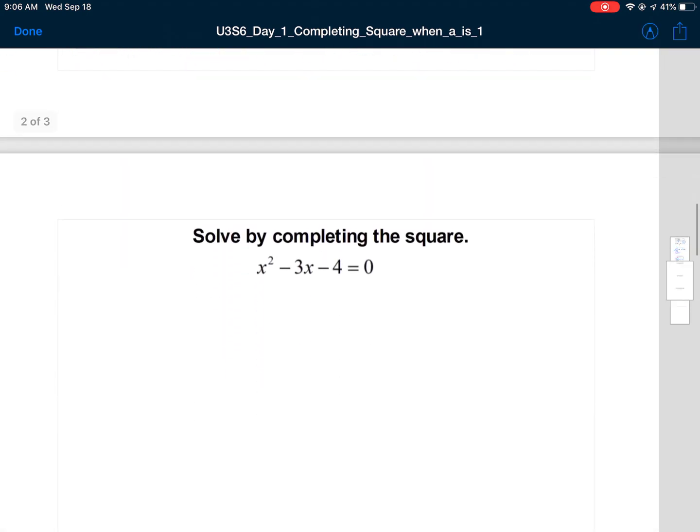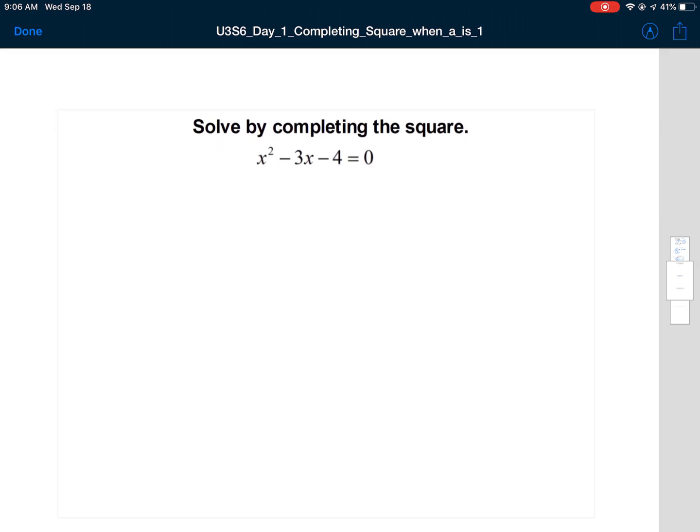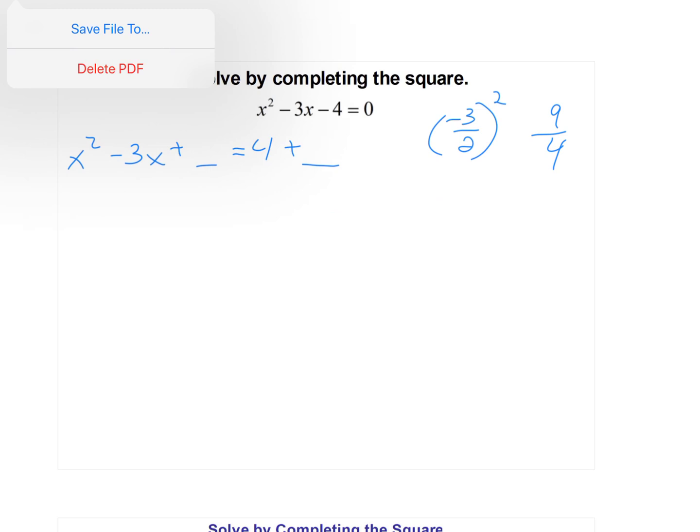Now, what happens? We finally have an odd number for b, and we don't want to look at that odd number so much, because what's going to happen is negative 3 halves squared isn't a whole number. Well, I'm going to leave it as fractions. I'm not going to put it as a decimal, so I'll square that. Negative 3 times negative 3 is 9. 2 times 2 is 4, so 9 over 4.